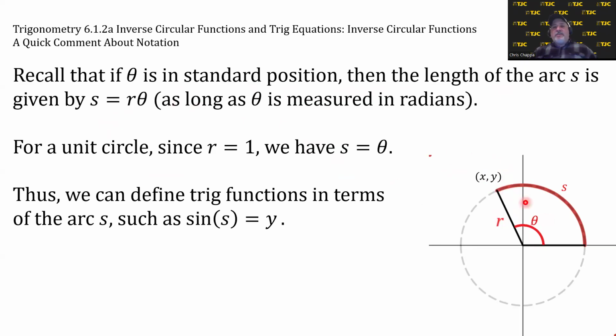Now, recall that if theta is in standard position, then the length of the arc s is given by s equals r theta, as long as theta is measured in radians. Now, for a unit circle, since r equals 1, this equation collapses down to s equals theta. Thus, we can define trig functions in terms of the arc s, such as sine of s is equal to y. Remember, we're assuming this is a unit circle now, so instead of y over r, it would just be y.